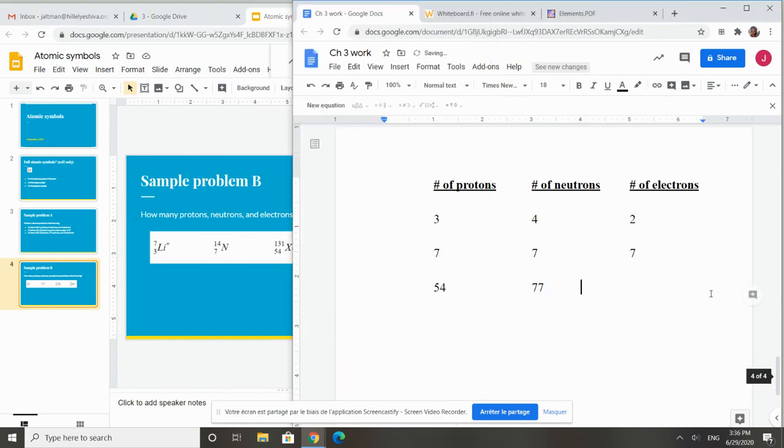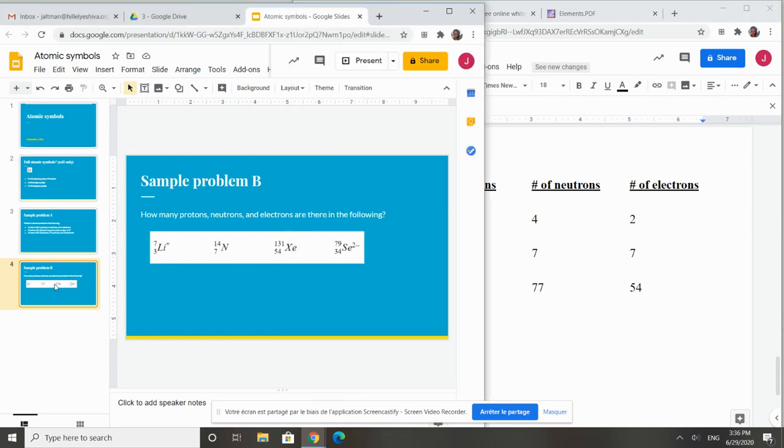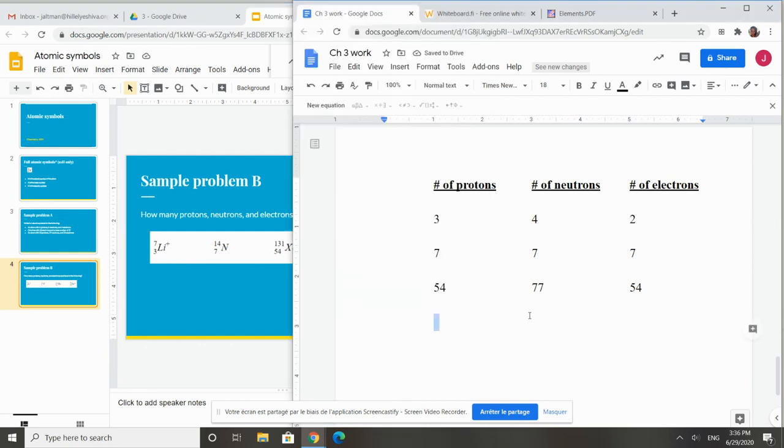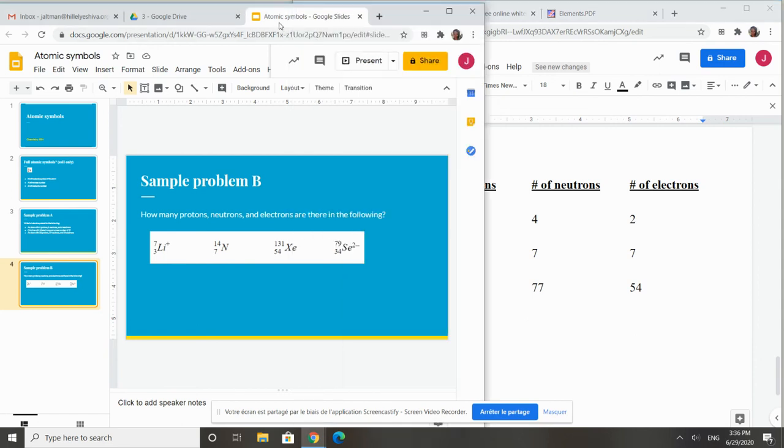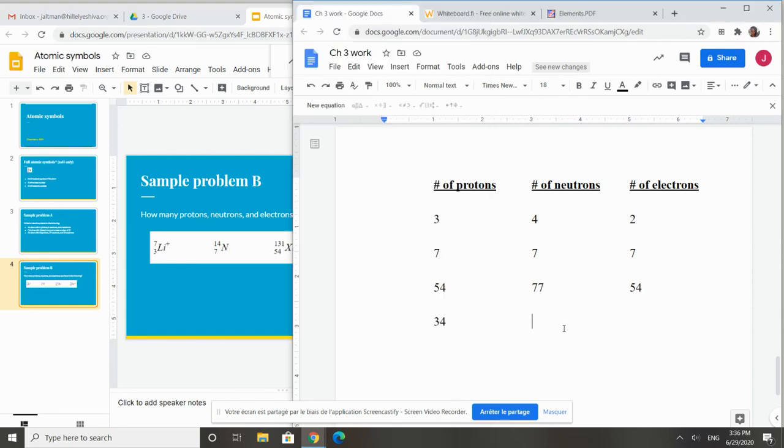And then I see that there's no charge listed, so the number of electrons is equal to the number of protons. It is 54. And then for the last one, I have 34 protons. I have 79 minus 34, 45 neutrons. And then it has a charge of -2. So I take my 34, I add 2, and I have 36 electrons.